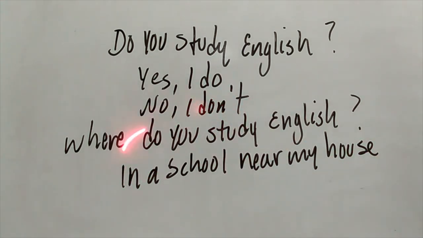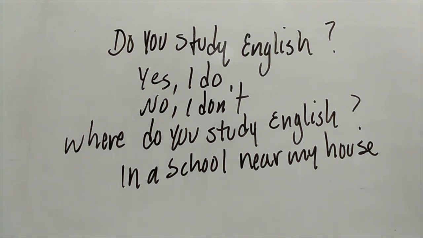Got it? When I say that we change the kind of response that we use, is it possible to respond yes, I do to the question where do you study English? No. No, I don't. No. In this case, we need specific information, right? That's why we want to use this kind of words, to ask for a little more information, for specific information about something. That's why we say why, where, when, how long, how often, etc. As you can see, the difference is not a big change, but the answer is not the same, okay?